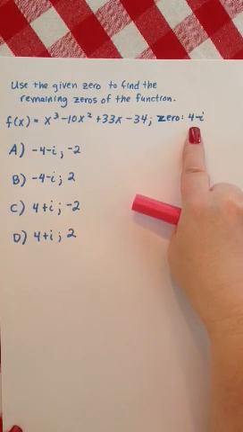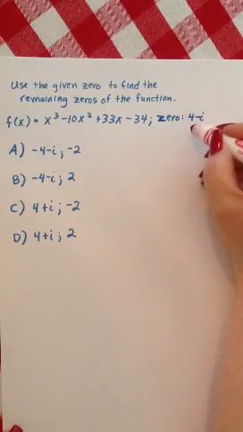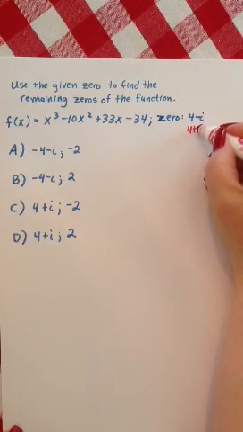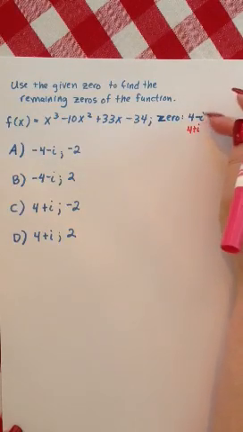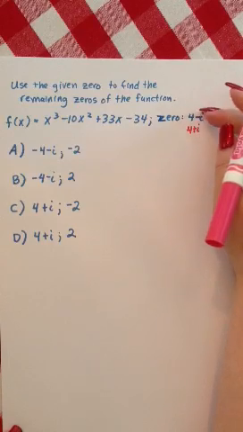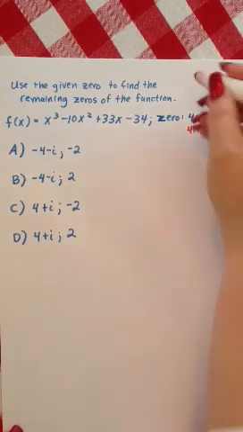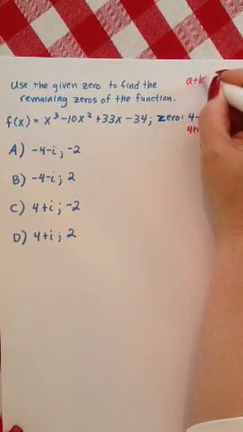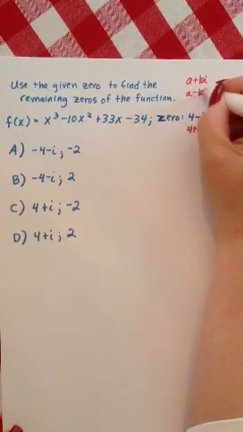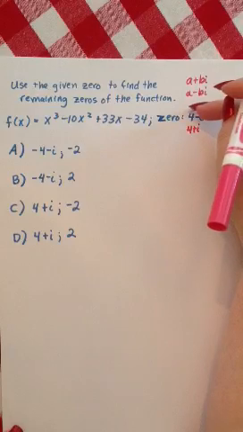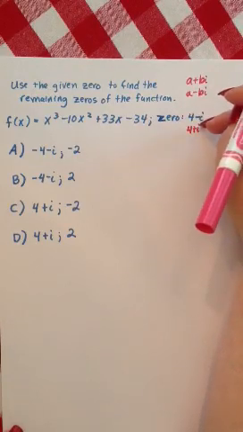So to find the remaining zeros, to start with, I know that 4 plus i has to be a root because the complex conjugate theorem says that if 4 minus i is a root, 4 plus i is a root. Officially it says if a plus bi is a root, then a minus bi is also a root. So in our case, if 4 minus i is a root, 4 plus i is a root.